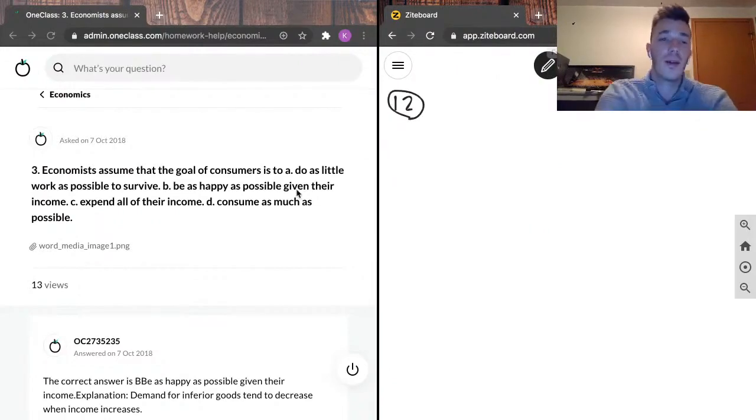12 reads as follows. Economists assume that the goal of consumers is to A, do as little work as possible to survive, B, be as happy as possible given their income, C, expend all their income, or D, consume as much as possible. And Regina Tudor has written that the correct answer is B, be as happy as possible given their income. That is not correct. Correct answer is going to be D, consume as much as possible.